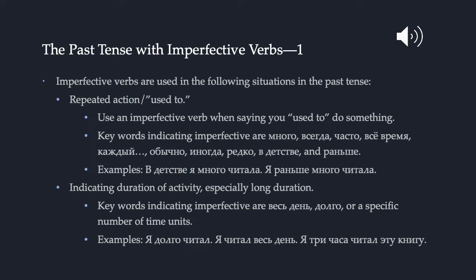Я читал весь день. I read all day. Я 3 часа читал эту книгу. I read this book for 3 hours. And in all those situations, you're indicating process and continuous action. And so you want to use imperfective in all of these situations.